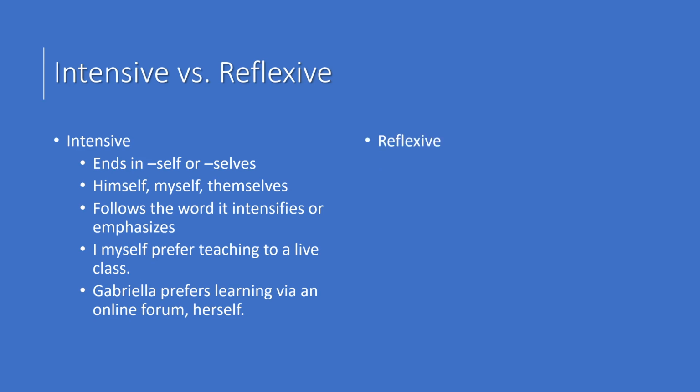The reflexive pronoun, on the other hand, what does it look like? You're going to love this one. It also ends in self or selves. So they look exactly the same. Himself, myself, themselves, ourselves, yourselves. So how do we tell the difference between intensive pronouns and reflexive pronouns when they look identical? The key is in the function.